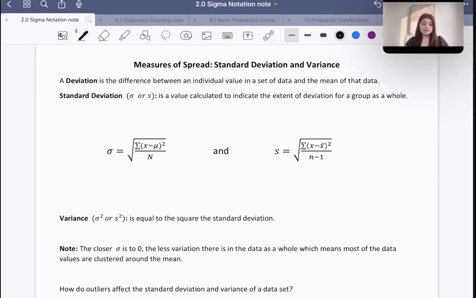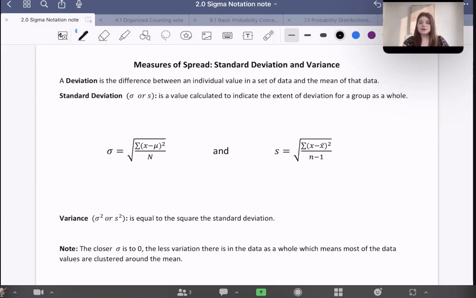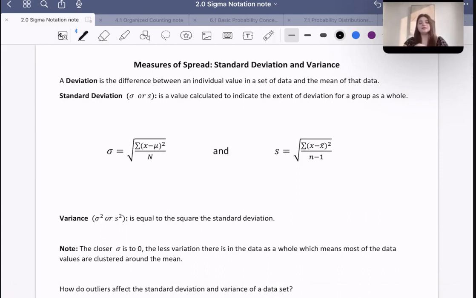So, a deviation is the difference between an individual value of the data set and the mean of the data set. So, how far from that mean is it, right? The standard deviation is a specific deviation that's calculated to indicate the extent of deviation for a group as a whole. So, how can we calculate the standard deviation?